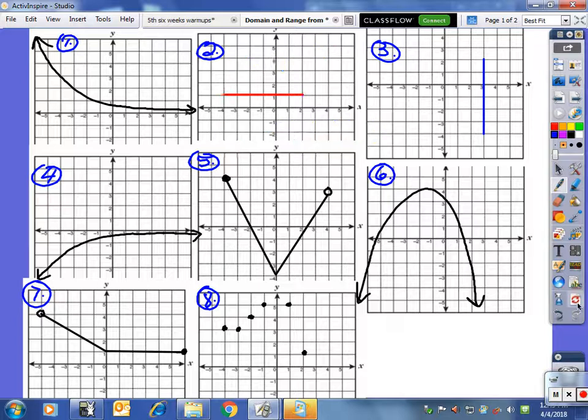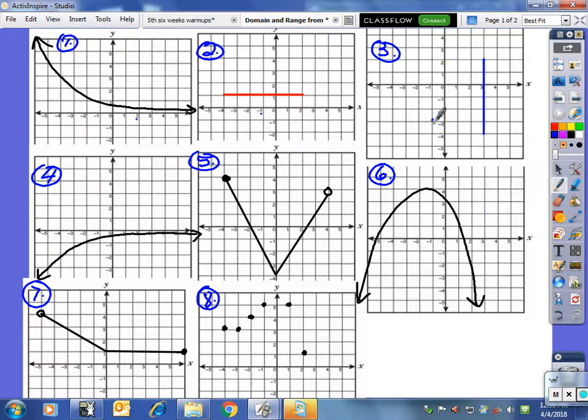All right, number 3, a vertical line. What's the domain of this thing? All the x values there are 3. The range: you've got to start with the lowest one. Negative 4 is less than or equal to y is less than or equal to 2.